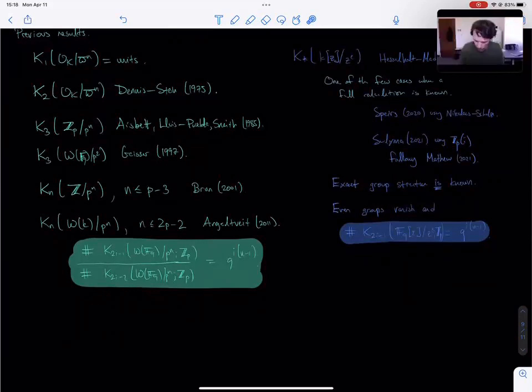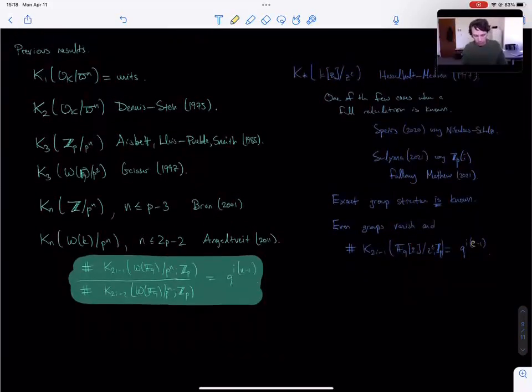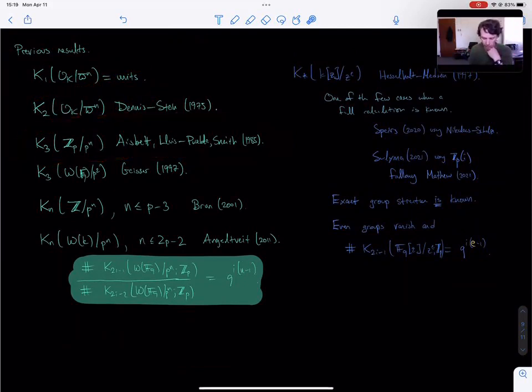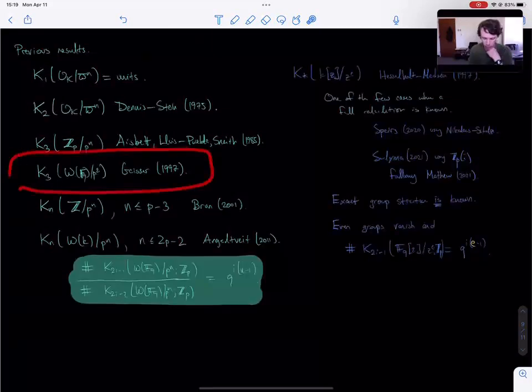I guess, well, in this notation, E minus 1. For these rings of integers, very little was known, basically. K1 is units, K2 was studied about 50 years ago. K3 was analyzed about 40 years ago, and then sort of finished up about 30 years ago.